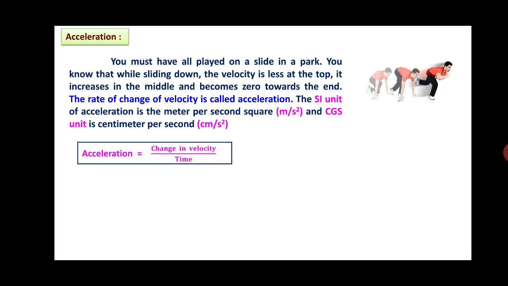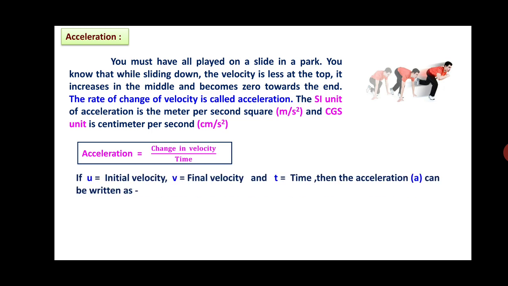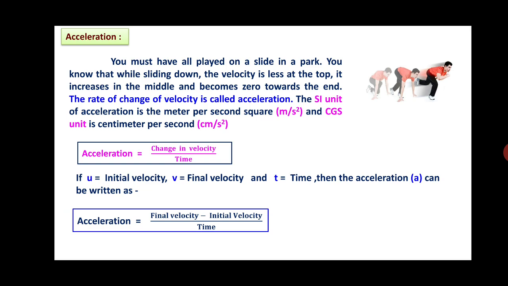So friends, mathematically, acceleration can be written as change in velocity upon time. If u is the initial velocity, v is the final velocity, and t is the time, then the acceleration a is equal to final velocity minus initial velocity upon time, or in short, a = (v - u) / t. This is the mathematical equation which will be helpful for solving problems.